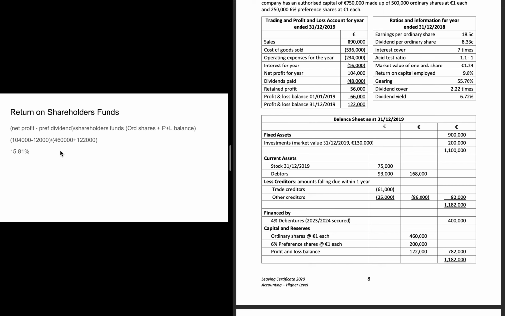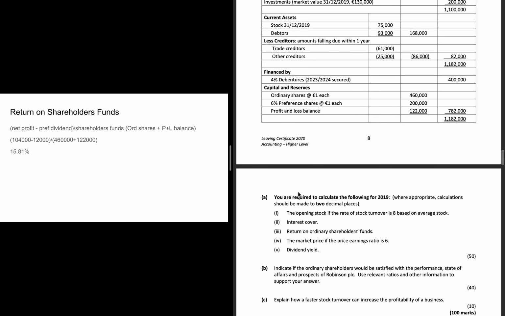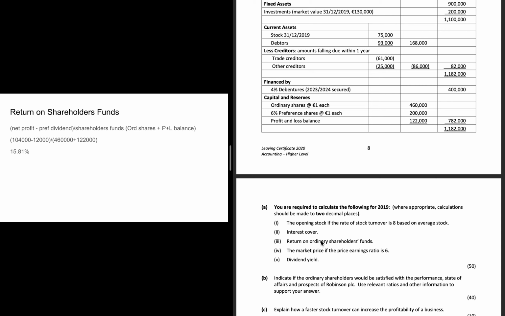So 104 minus the 12, 6% of 200,000 is 12 as we know, over the 582, and that gives you 15.81. Now this next one, the market price if the price earnings ratio is 6. This hasn't been seen since 2012, that question, which is one you should all really look at. So it's based on this year. It says the market price if the price earnings ratio is 6. So they give us the price earnings ratio and they're asking us to find the price of a share.